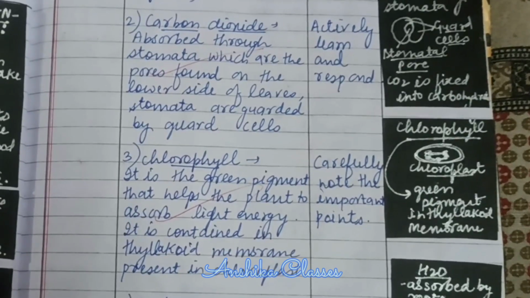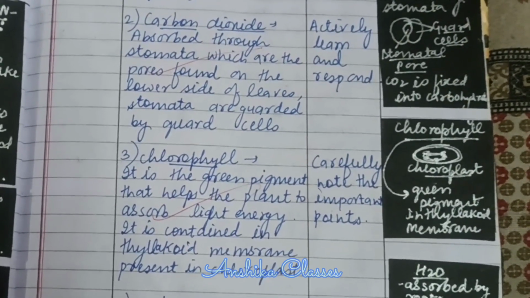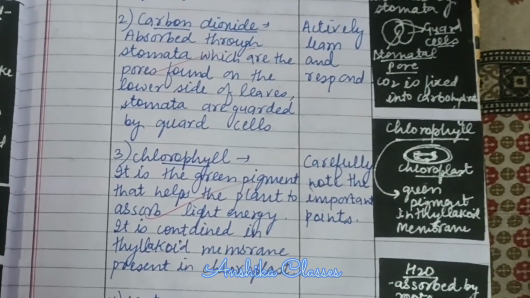Chlorophyll. Chlorophyll is a green pigment which helps the plant to absorb light energy, and it is contained in the thylakoid membrane in the chloroplast.